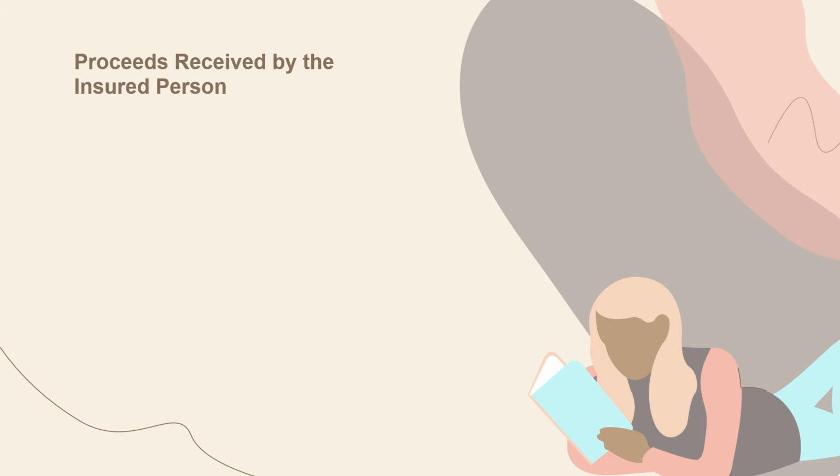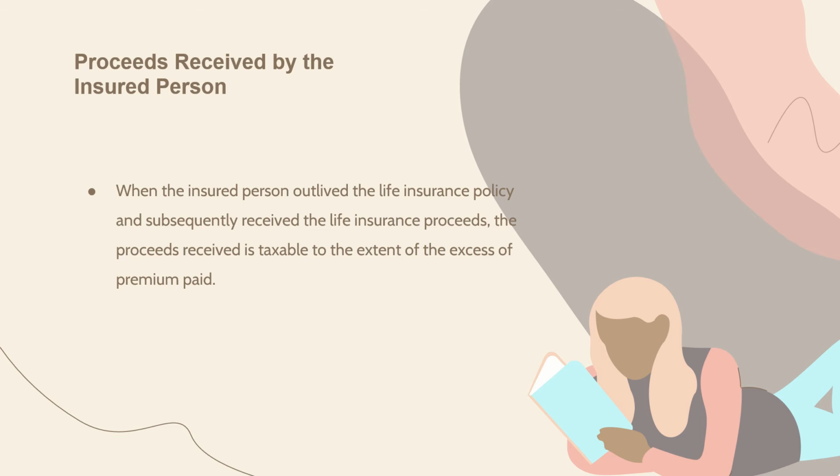And next is the proceeds received by the insured person. So, when the insured person outlived the life insurance policy and subsequently received the life insurance proceeds, the proceeds received are taxable to the extent of the excess of premium paid. So, both proceeds of life insurance and proceeds received by the insured person are actually connected. However, for the proceeds of life insurance, the insured person is dead, and for the proceeds received by the insured person, he outlived his insurance policy.